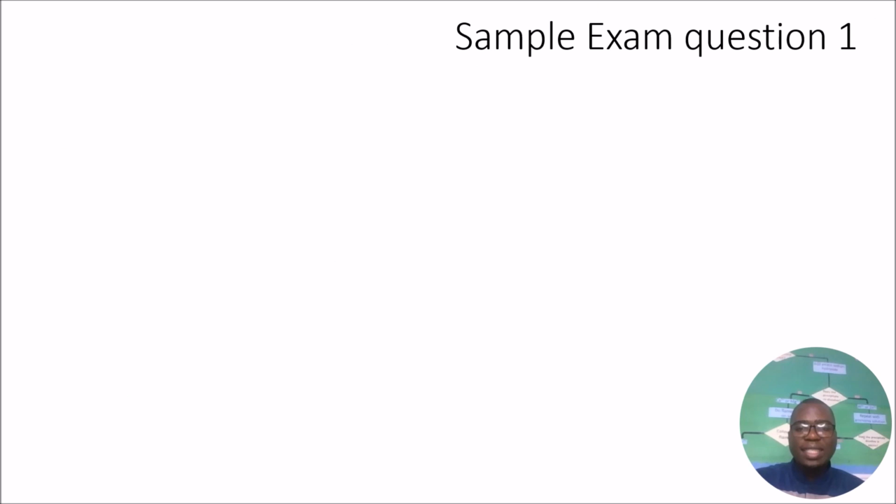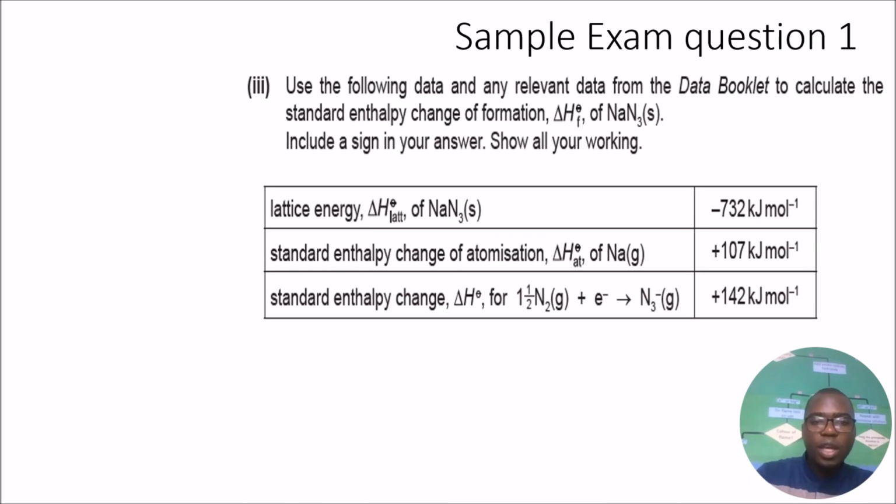Let's look at a sample exam question extracted from the past paper for Cambridge A-level exams. Okay, so this one says, using the following data and any relevant data from the data booklet, calculate the standard enthalpy change of formation. Then they are saying include a sign in your answer.